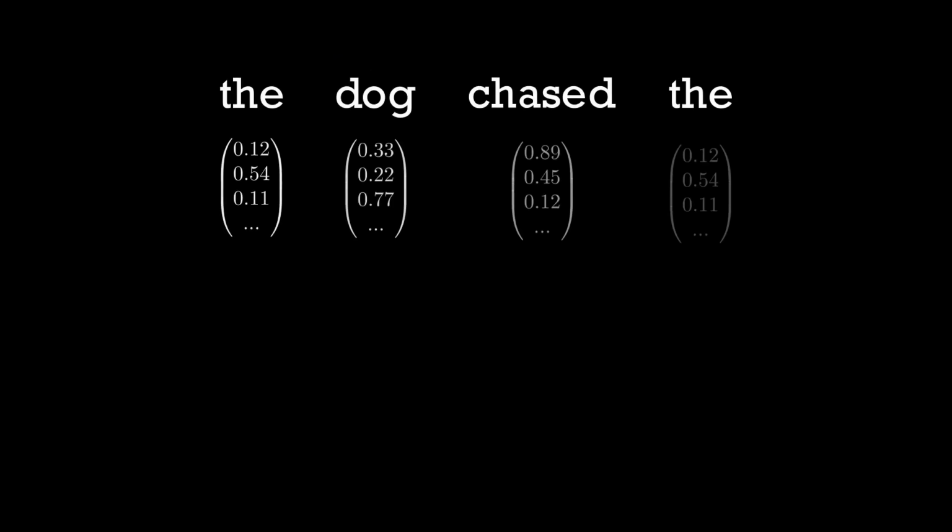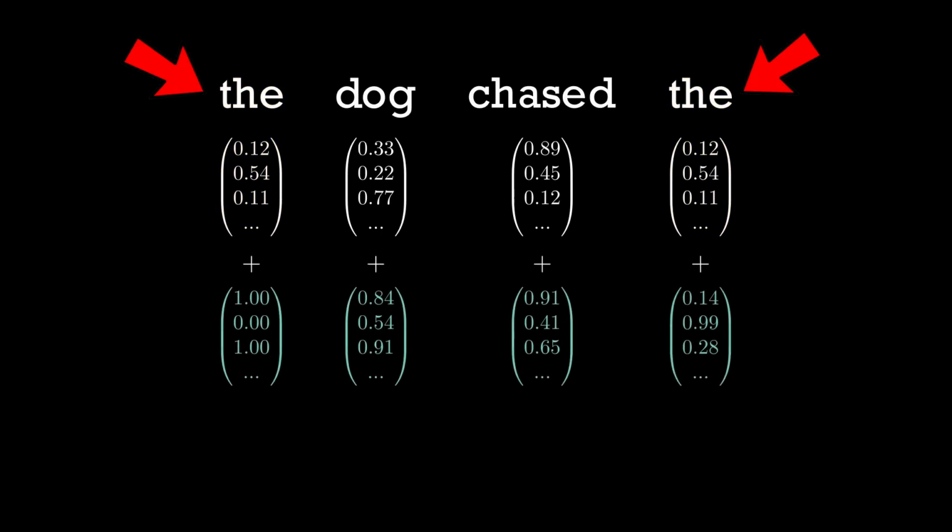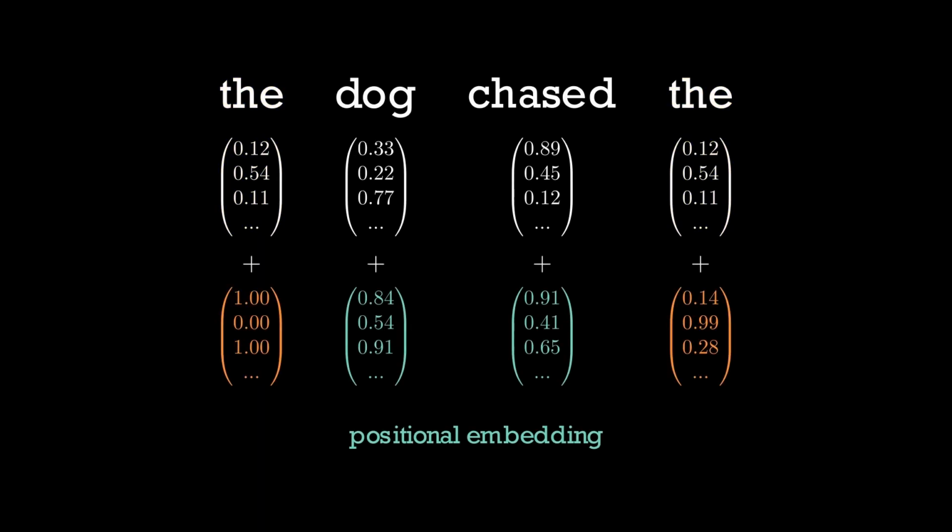Notice how the word "the" appears twice, yet it has 2 different vectors. This is because we add the positional embeddings to the word embeddings, which encode the position of each word in the sequence. By including position information, the model can better understand context.